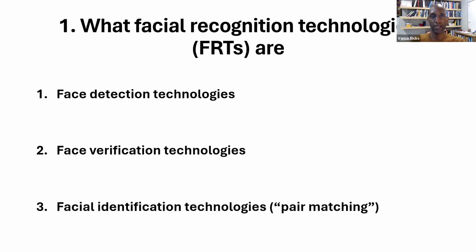So when we think about facial recognition technologies, as I said, this is an umbrella term and really tends to be ambiguous because there are three different things people might mean. There are facial detection technologies, there's face verification technologies, and then there's facial identification technologies, which are also sometimes called pair matching.